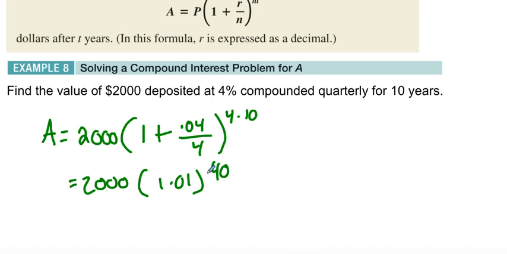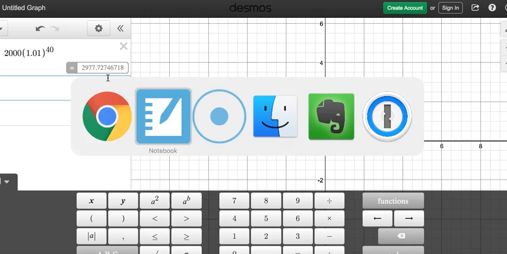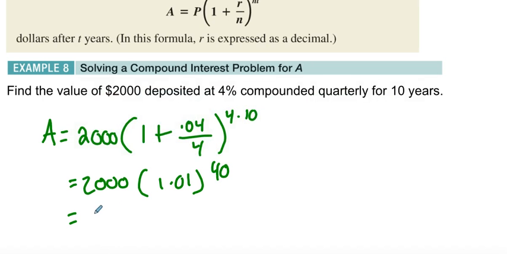So punch all that into your calculator, and I did that here on Desmos, and you get $2,977.73. So like I said, I don't think anybody would be impressed with those kind of numbers after 10 years, but that's what we would have right there. Cool. So again, it's just being able to plug everything in the right way, and then using a calculator and busting that out.